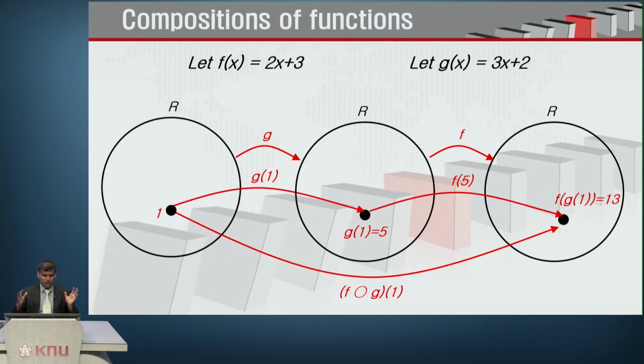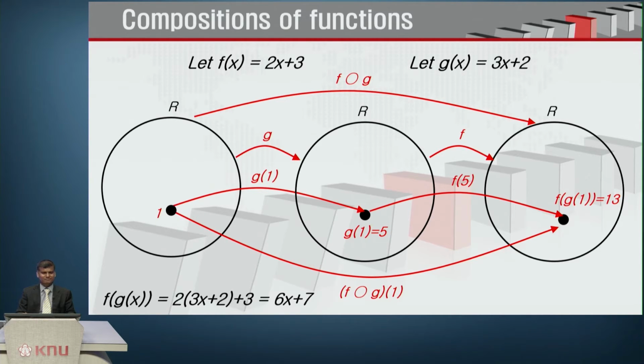So you have f composition of g of 1 there, and that's nothing but f of g, the same thing. Therefore, f of g of x equals 2 times 3x plus 2, plus 3, that is 6x plus 7, where x is 1. And when you put 1 there, you get 13. Got it?